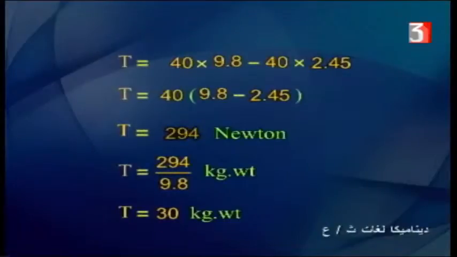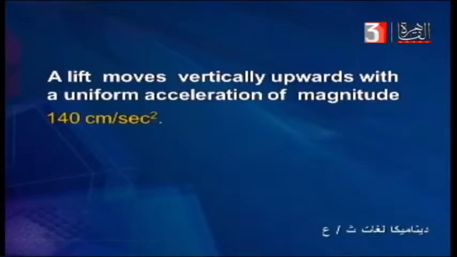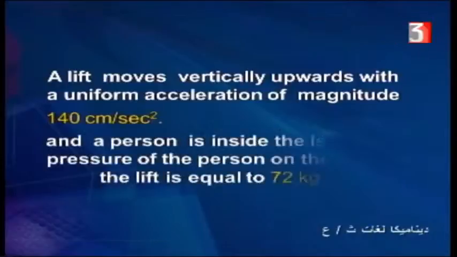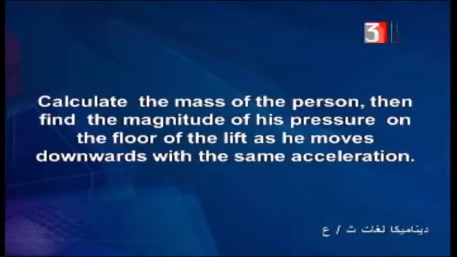Dear students, let us move to the next example. A lift moves vertically upward with a uniform acceleration of magnitude 140 centimeters per second square, and a person is inside the lift. If the pressure of the person on the floor of the lift is equal to 72 kilogram weight, calculate the mass of the person, then find the magnitude of his pressure on the floor of the lift as he moves downward with the same acceleration.